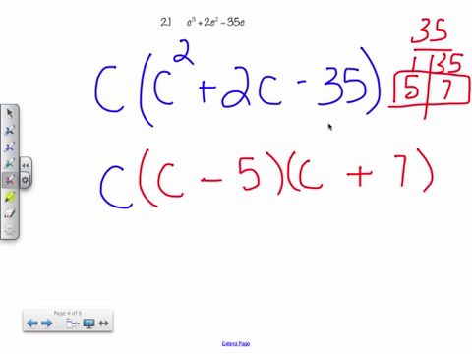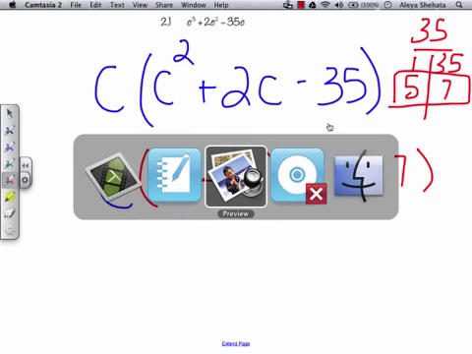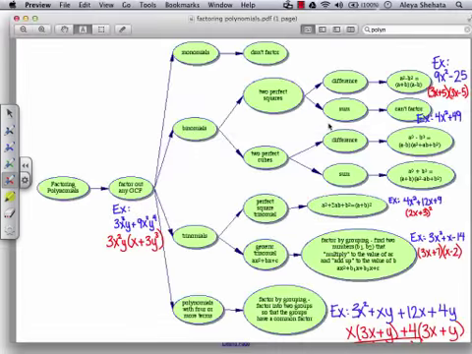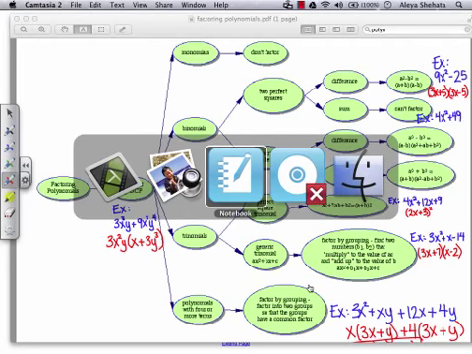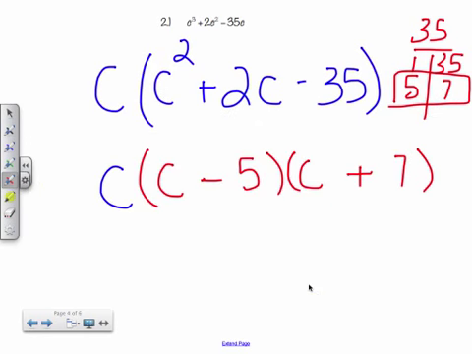Okay, now the only issue that I have with this flowchart is that it gives you the impression that once you get to this point, you are definitely done. And although in most cases you are usually going to be done, it doesn't necessarily mean that you are definitely done. So please make sure that you go through and you ask yourself that really important final question. Is my answer completely factored?